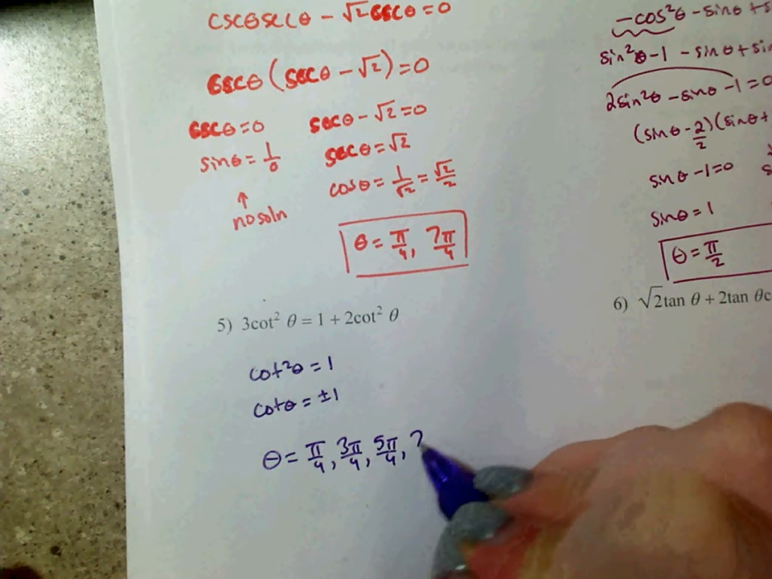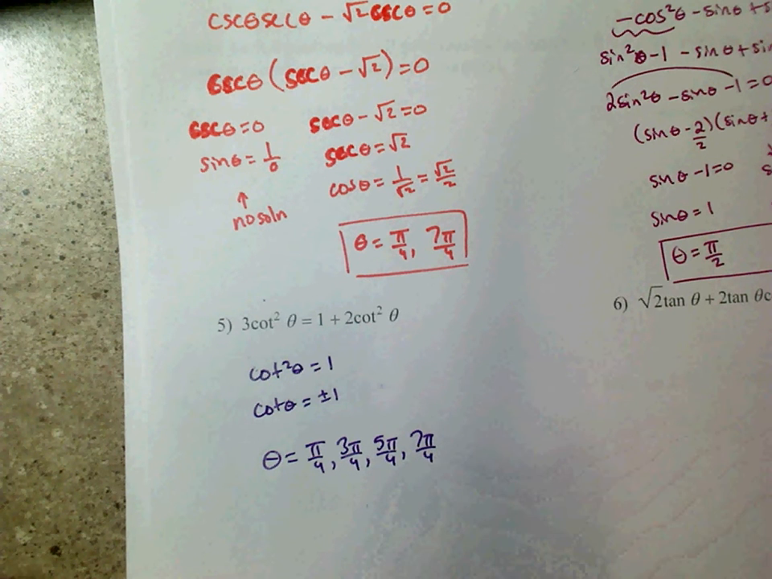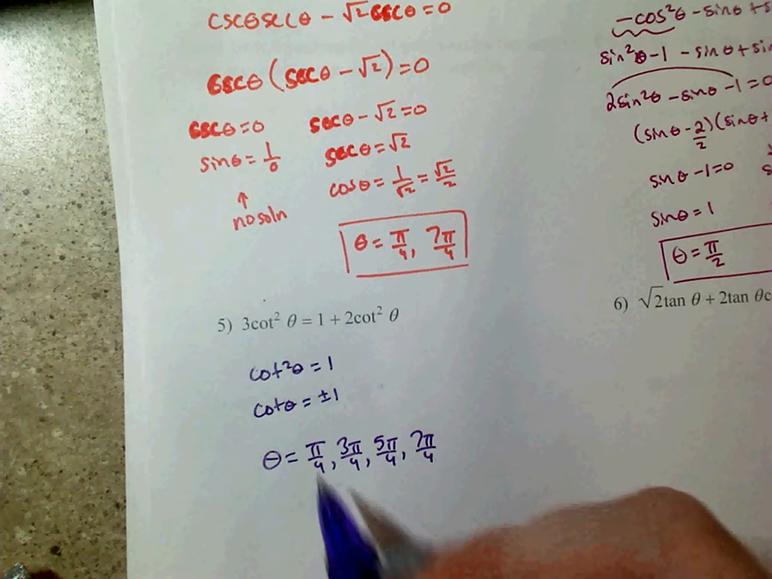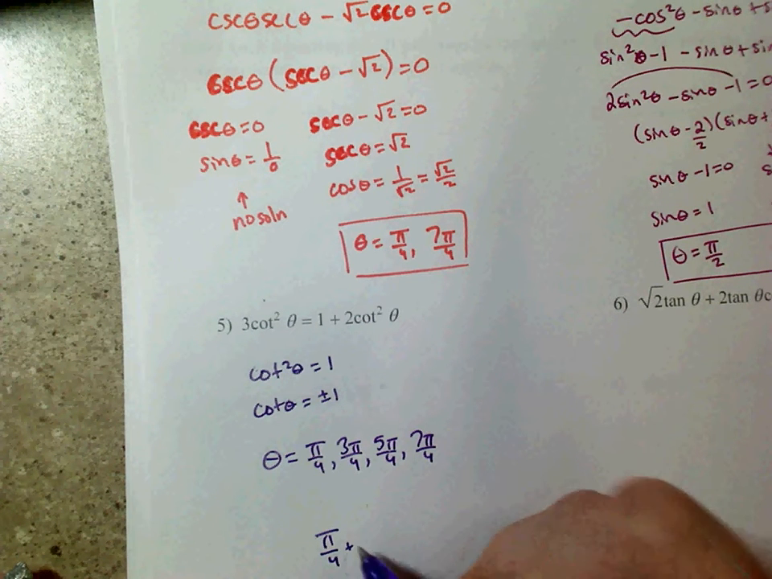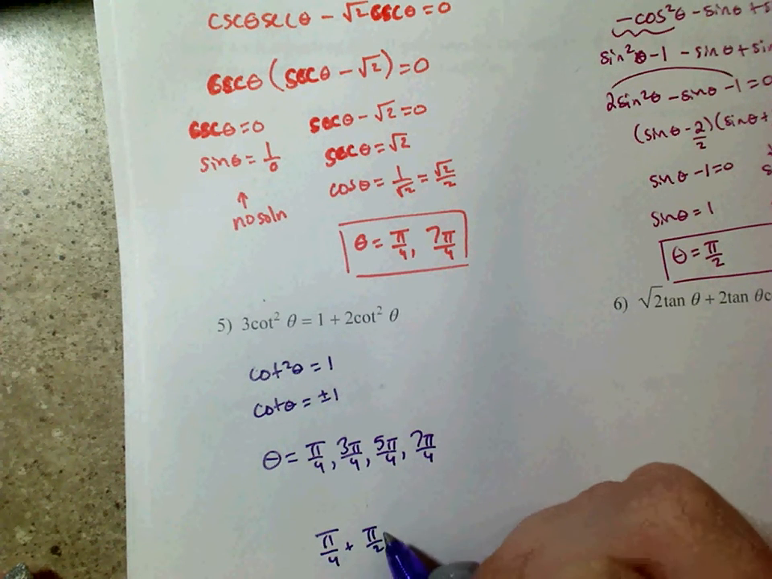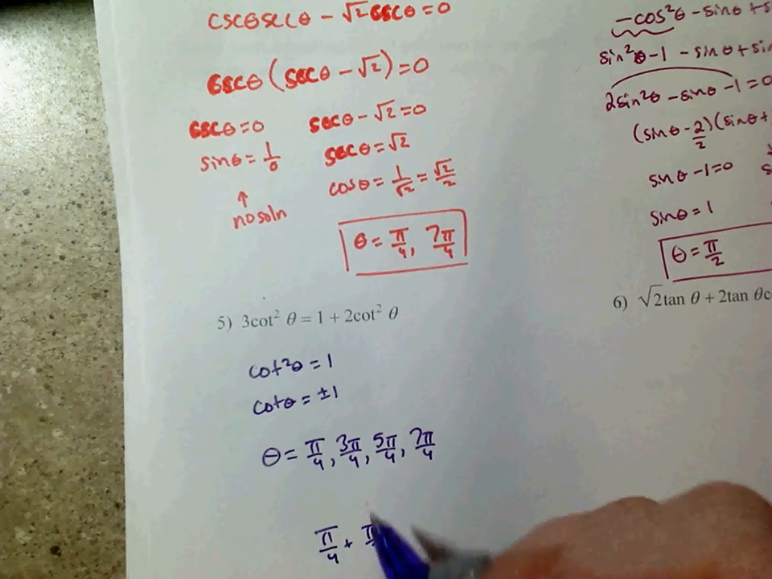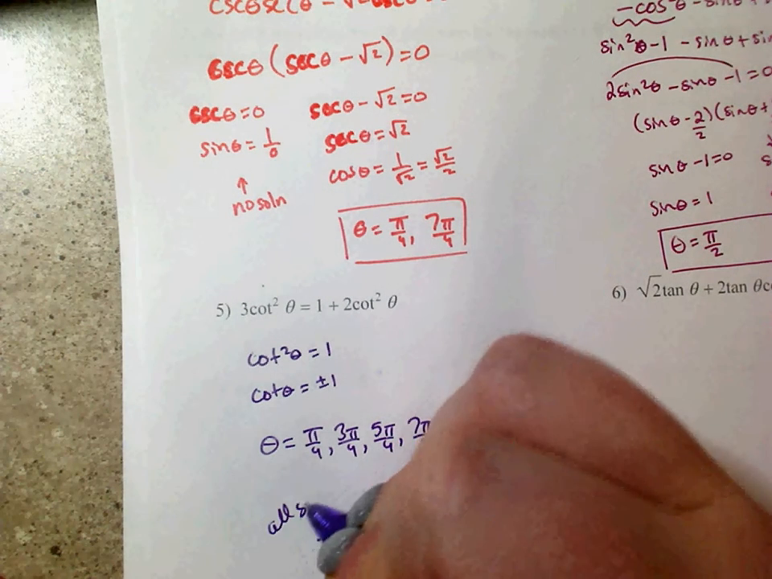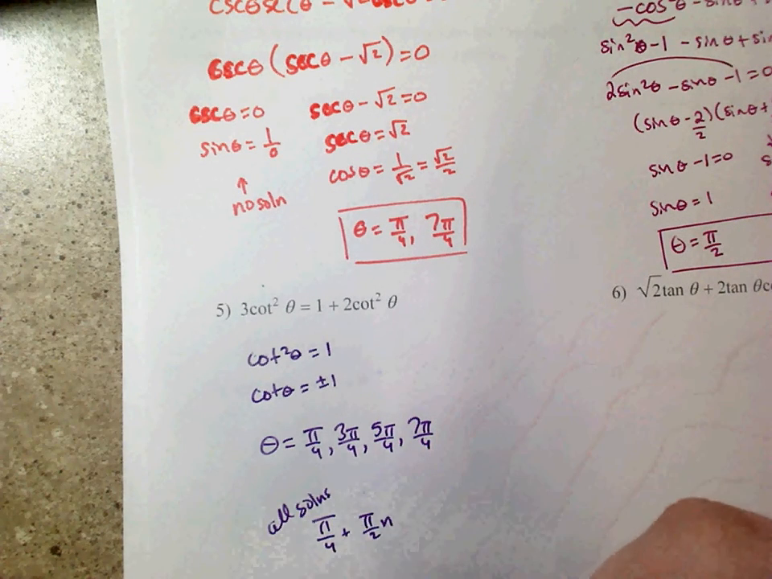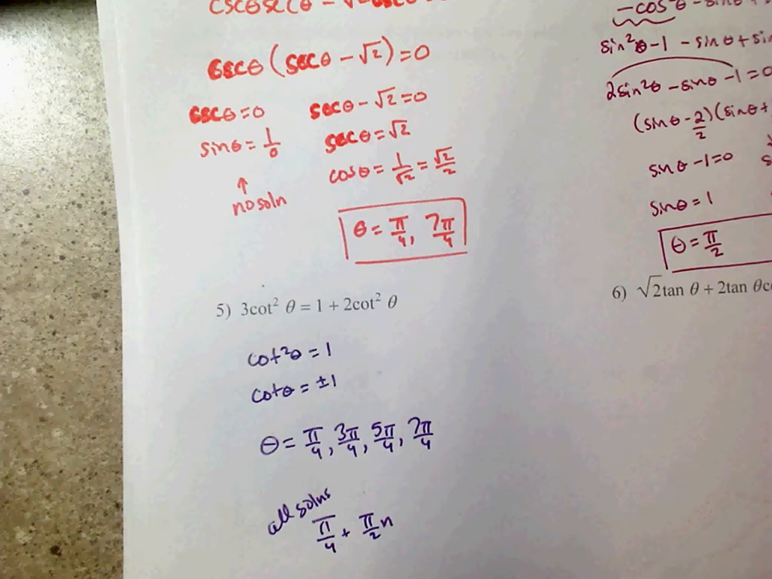Which means my answers are pi over 4, 3 pi over 4, 5 pi over 4, and 7 pi over 4. Now these are each a half pi away from each other, so in fact you could say pi over 4 plus pi over 2n. That being said, that's only if I asked you for all solutions. If I just ask you for from 0 to 2 pi, then you're done right here.